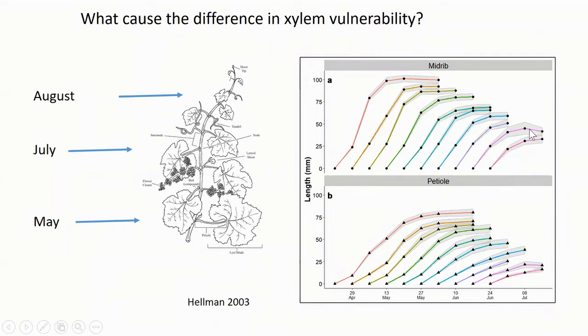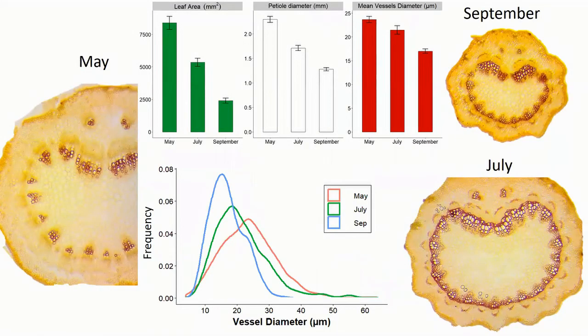It's not as if we kept the experiment, they would keep growing and end up in a similar size to these basal leaves, okay? And when we compare these leaves, you can see here that the leaves formed in May are about 3 times as large as the leaves at the end of the season. The leaves in May have about double the petiole diameter, and they have a substantially larger mean vessel diameter.